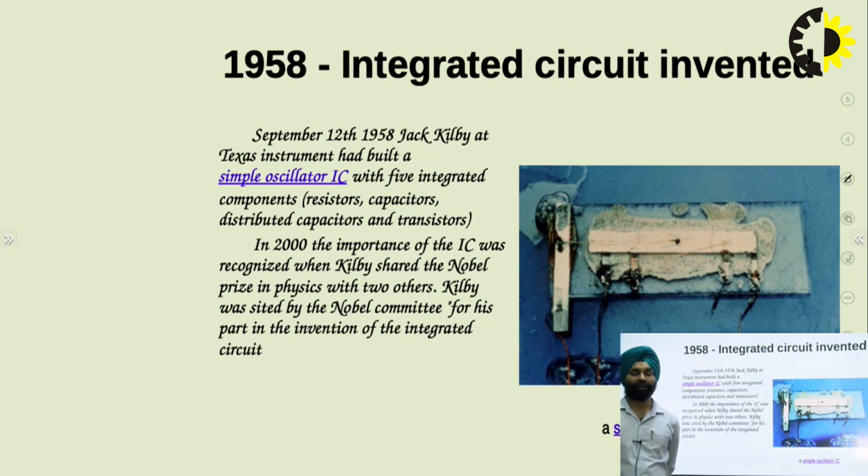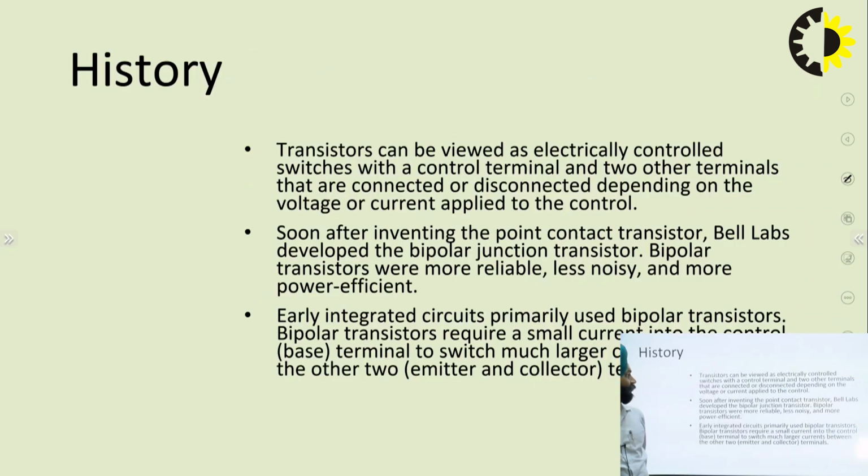For this, he was also given a Nobel prize, and it was cited by the Nobel committee for inventing this IC. So the first thing that was created was an electronically controlled switch with one terminal as the controlling terminal, and the two terminals are the input and the output terminal. Depending upon the controlling voltage, it can give the output or no output.